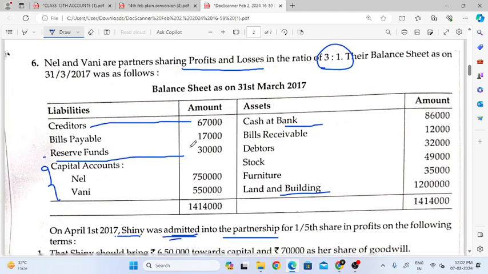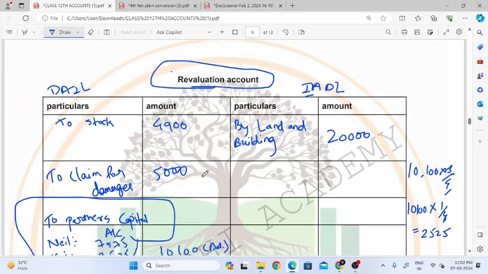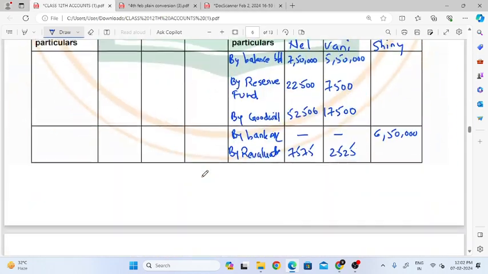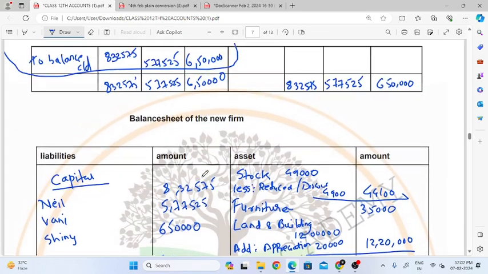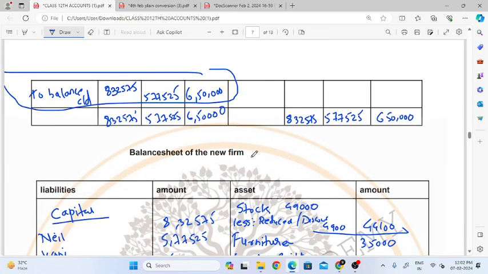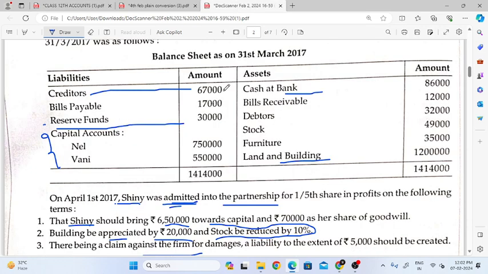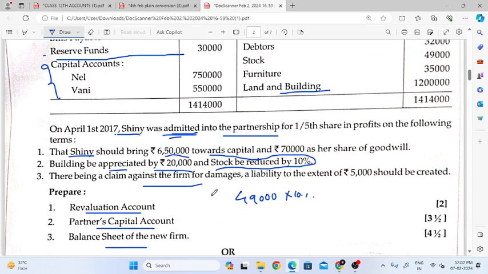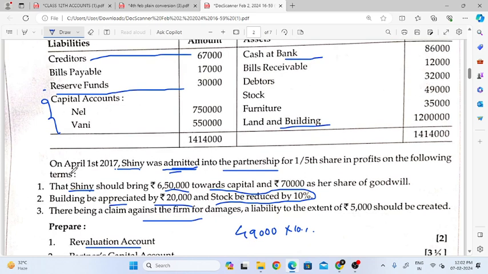So this is how you have to solve the admission sum. Balance sheet of the new firm. Here you also have to write "as on" the date, because she was admitted on 1st April 2017.